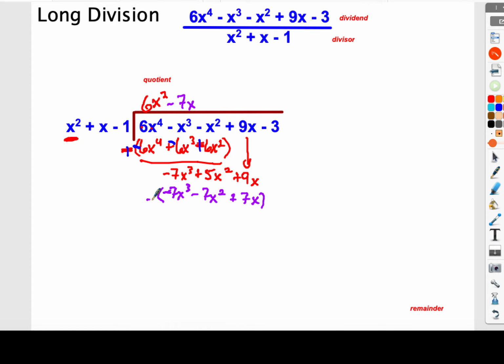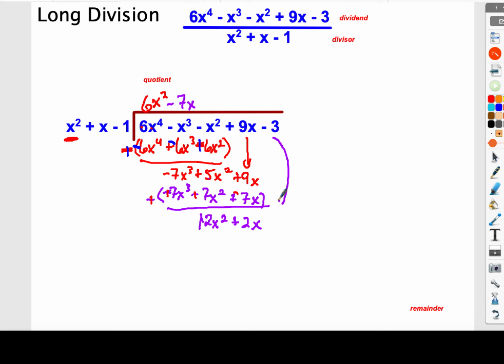Again, I'm going to subtract the entire problem here. So negative 7, again, if it helps, let's distribute that negative. Let's make it plus. I'm going to go positive, positive, and negative. So negative 7 plus 7 is gone. 5x squared plus 7x squared is 12x squared. And then we've got 9 plus negative 7 would be a plus 2x. Remember, we were subtracting, but I went ahead and distributed the negative, so I didn't have to worry about that.